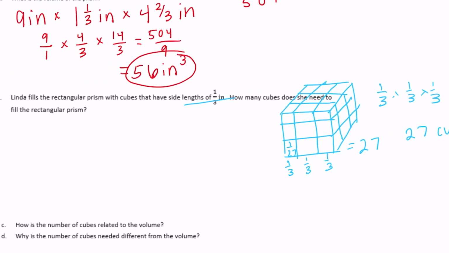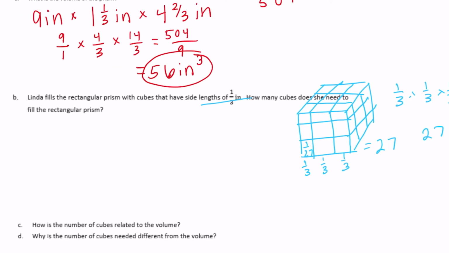So anyway, how many cubes does she need to fill the rectangular prism? Well, the volume is 56. So we know there are 56 larger cubes. So we could just do 56 times 27 and get however many we need.